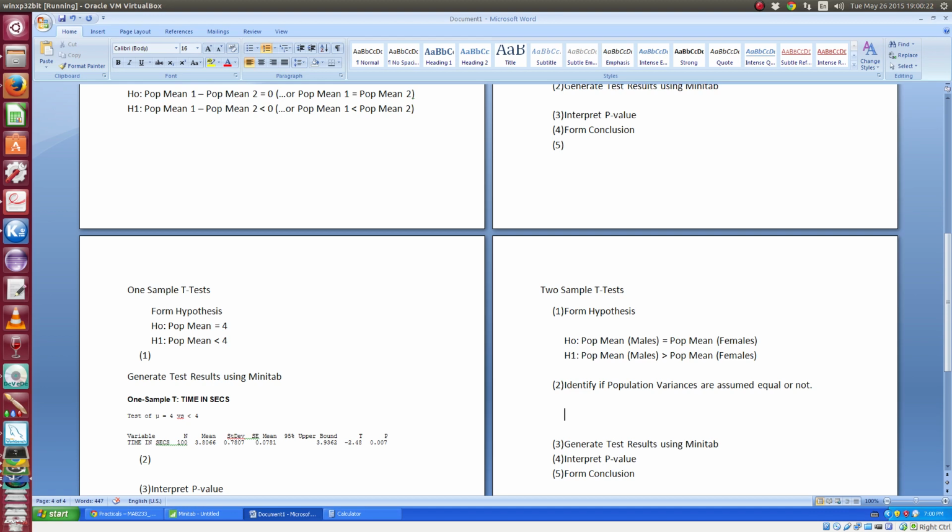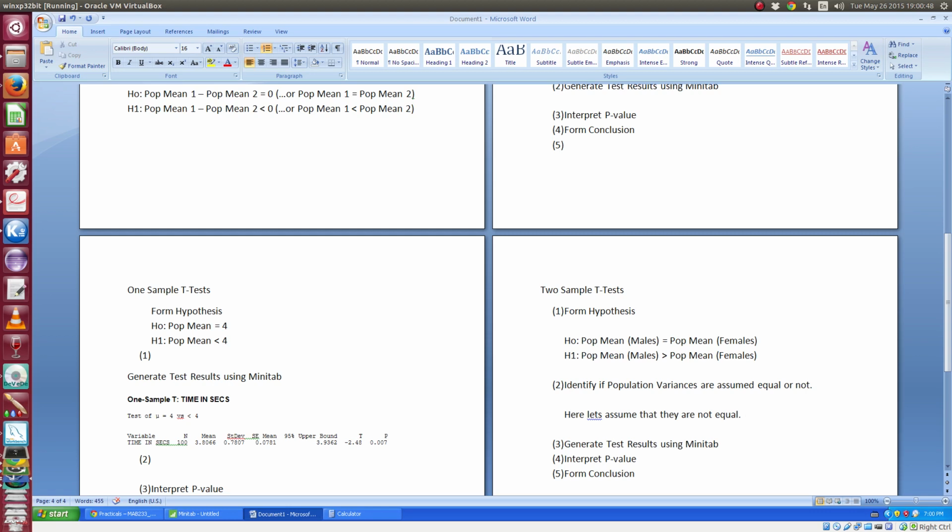If you have absolutely no idea, then I would obviously err on the side of caution and assume that they're not equal. If you can assume that they're equal, then by all means you can do that. When you're doing these things by hand, it changes the process, but in terms of how you interpret the output in Minitab, it's all exactly the same. So here, let's just assume that they are not equal.